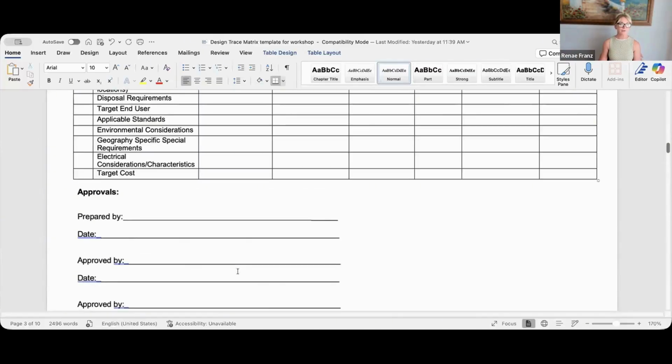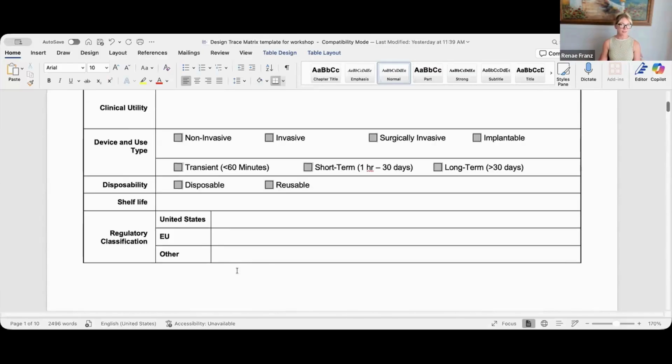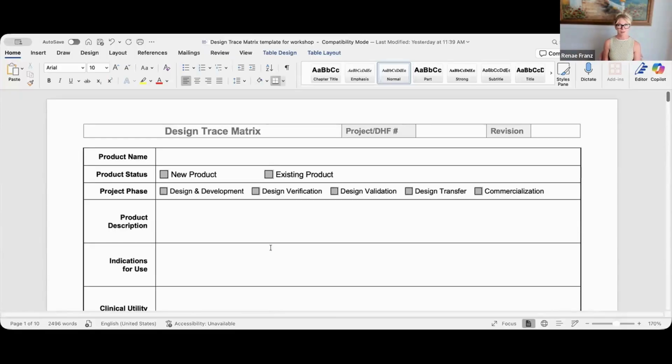And if you so wish, with whatever your customization, you could add this to your design history file. So I know I've done a lot of talking. We only have 3 minutes left.